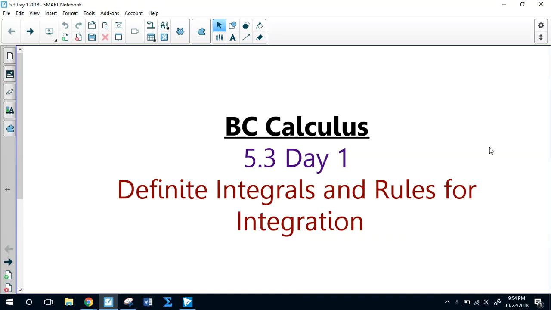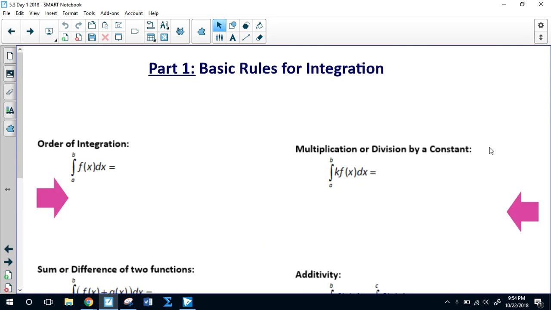Hey everyone. Today we're working on section 5.3, which is primarily about rules for integration. And the rules that we're focusing on will be for definite integrals. Okay, so we're going to start with the basic rules. So you're going to fill these in at the top of your worksheet.